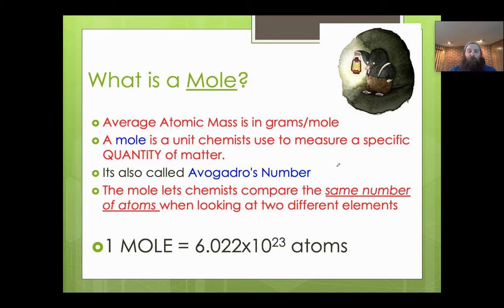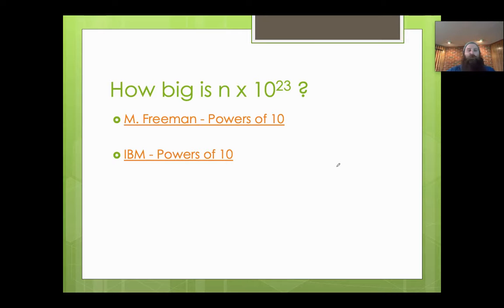Atoms are really small. And because you may be familiar with scientific notation, but not on such a grand scale, I've included these 2 videos. Click on them, pause me, go watch them. You can look them up on YouTube. It's just called Powers of 10. The Morgan Freeman one is newer, but I like the IBM one. It's like from the 70s. It's pretty cool, but it's the same video. Basically, it just zooms you out from the planet in meters in powers of 10. So go watch that and then come back and we'll keep going.